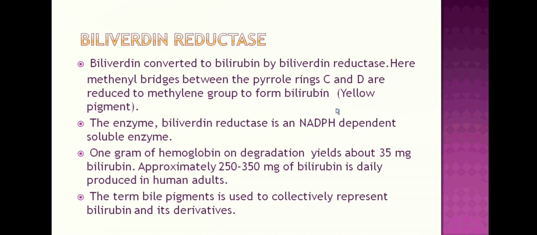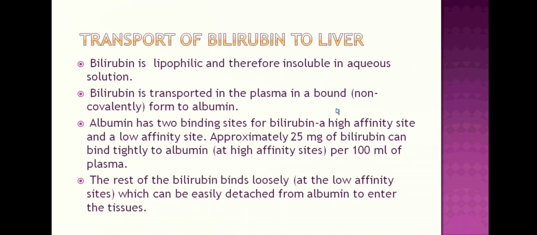1 gram of hemoglobin on degradation yields about 35 mg bilirubin. Approximately 250 to 350 mg of bilirubin is produced daily in a human adult. The term bile pigment is used to collectively represent bilirubin and its derivatives.